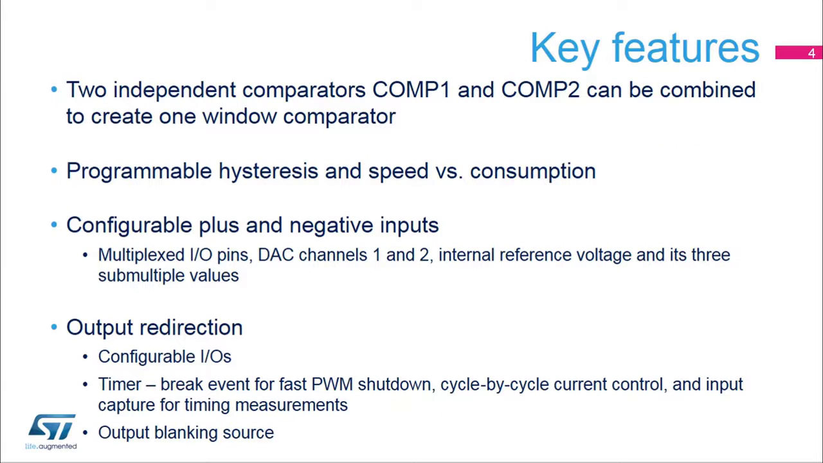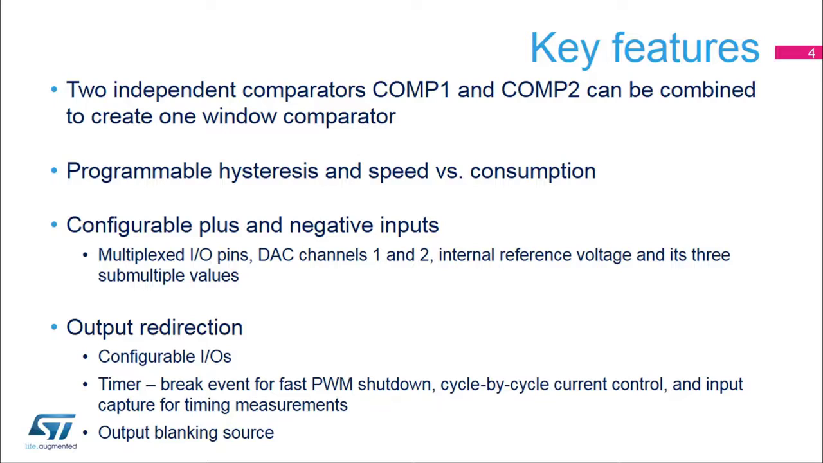The two integrated comparators can be combined into a single window comparator. The analog properties of the comparator include hysteresis, or a trade-off between speed and power consumption, which are configurable. It offers flexible interconnections of inputs and outputs, allowing a threshold selection of several external and internal inputs, such as DAC outputs or internal reference voltage outputs.